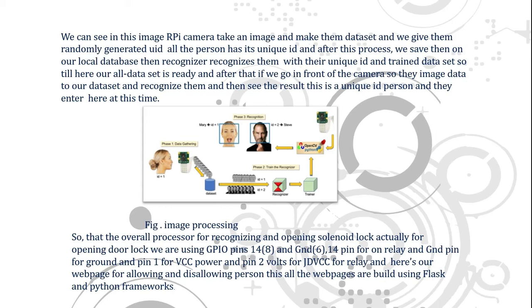If the server has an image of this person, it sends data to the Raspberry Pi, which supplies power to the relay, and the relay turns on our solenoid lock, so the door will open. We are using pin 1 for VCC, pin 2 for JD-VCC, pin 8 for data supply to relay IN1, and pin 6 for ground.